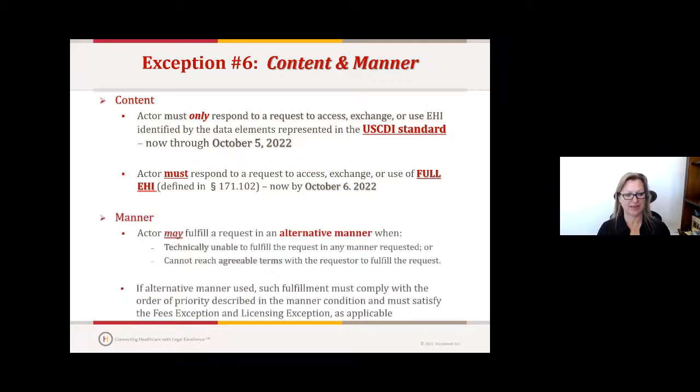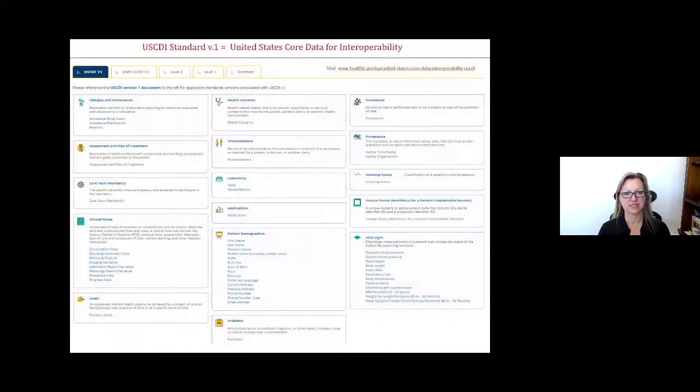There's also the manner exception: if you cannot fulfill the request in a certain way, you can fulfill it in an alternate manner. And so again, there is a documentation requirement that goes there. Again, something to bear in mind with that.